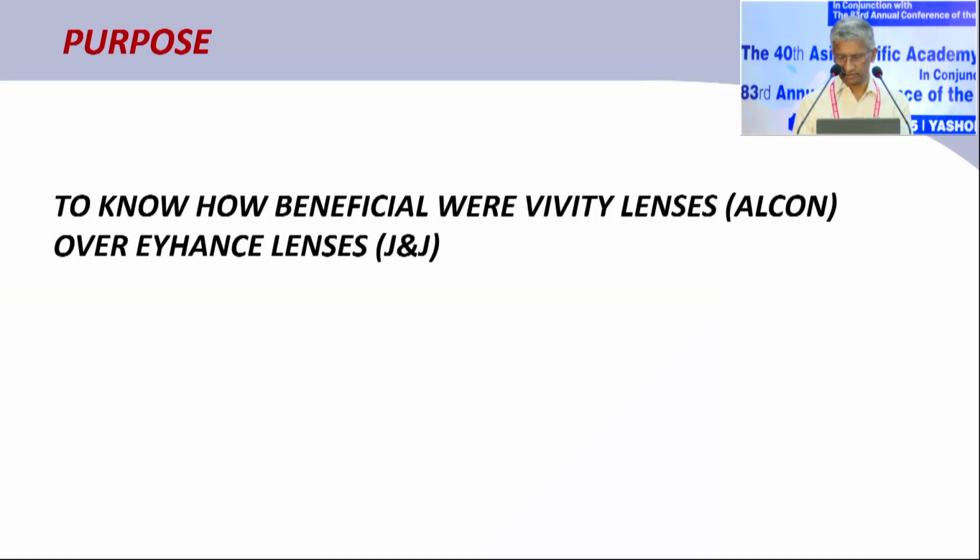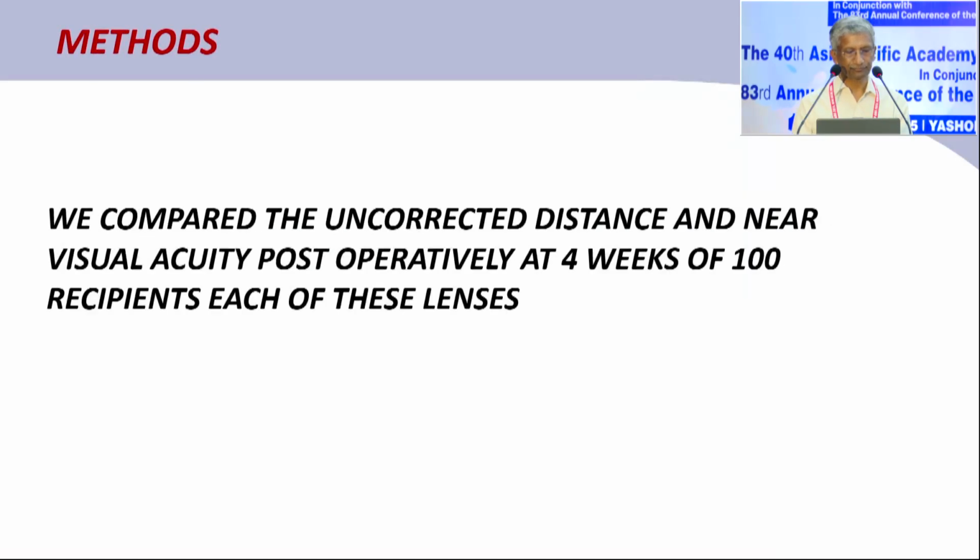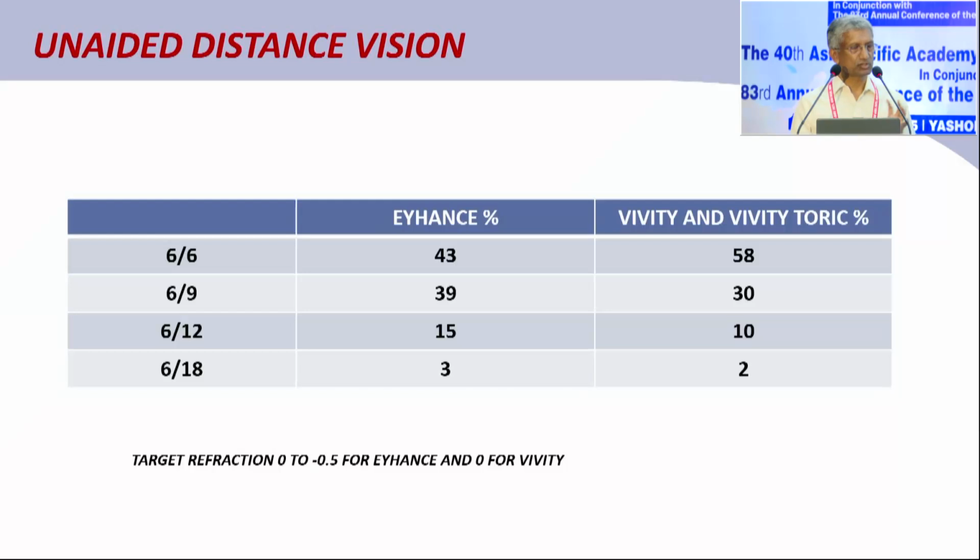So just to give a simplified overview of our results, we compared the uncorrected distance and near visual acuity post-operatively at 4 weeks in 100 recipients of each of these lenses. It's not hi-fi research like contrast sensitivity, but basically from the clinical perspective, we compared IHANS lenses and VVT and VVT toric lenses, 100 each from each consecutive series, and we found that unaided distance vision was 6/6 in 43% of IHANS and 58% of VVT lenses, with the other commensurate visual acuity.